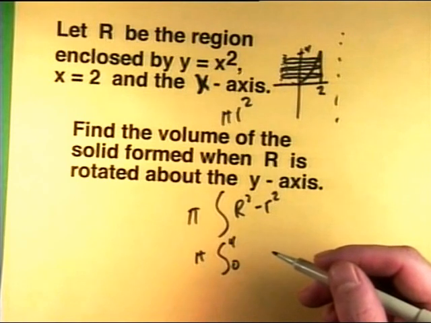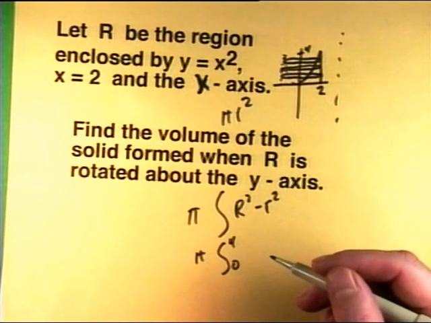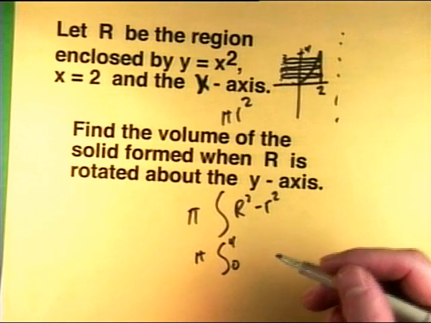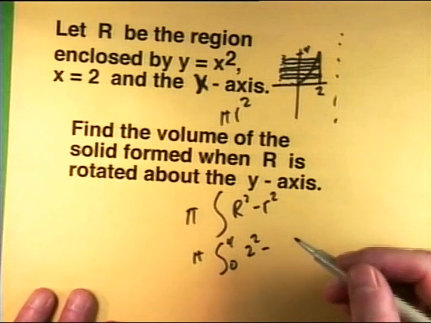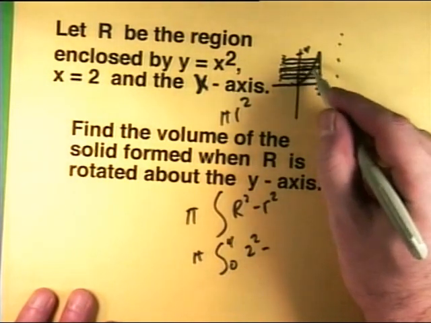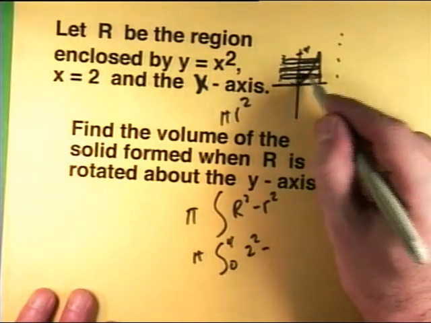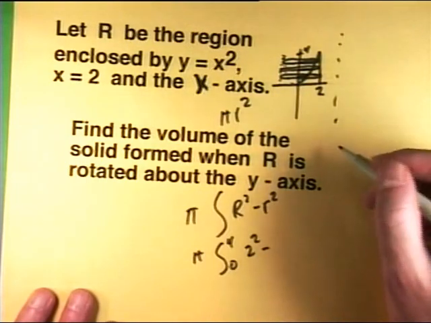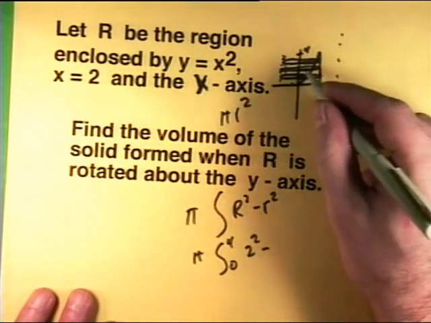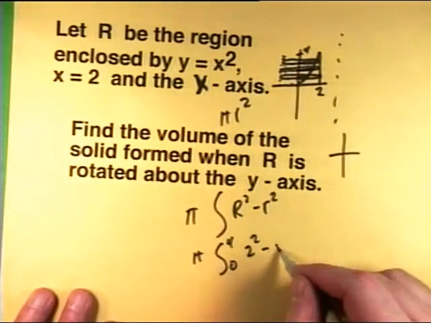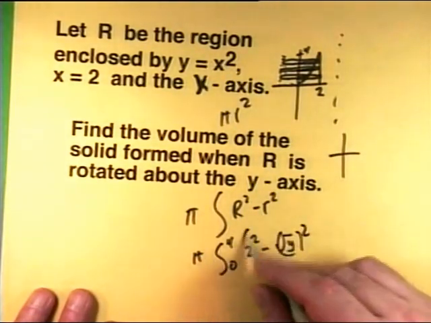What's the outside radius in this picture? 4. What's the radius? The 2. Right. So it's 2 squared. And what's the inside radius? The inside radius being like the little hole. Yeah, exactly. What would that be in this picture? The square root of y. It's going to be whatever x is, which is the square root of y. Excellent. Did you do that all by yourself?